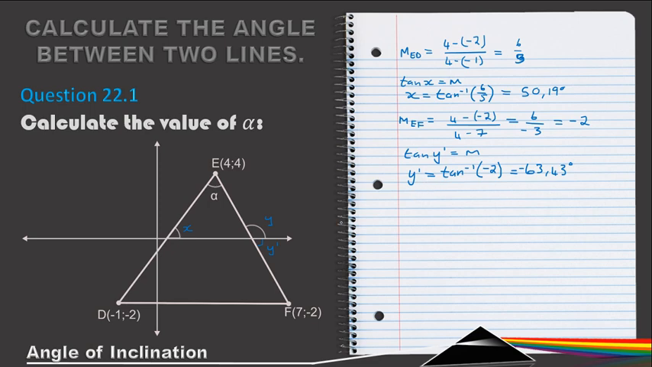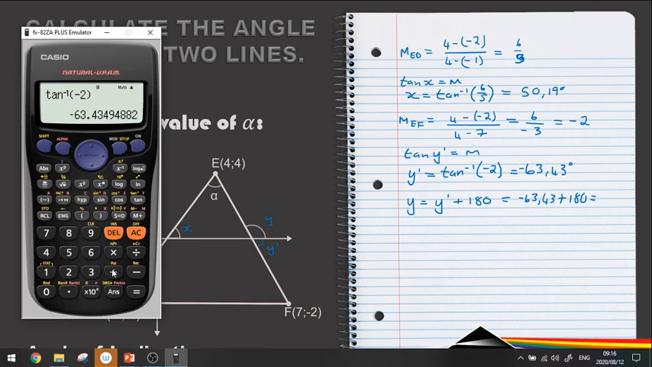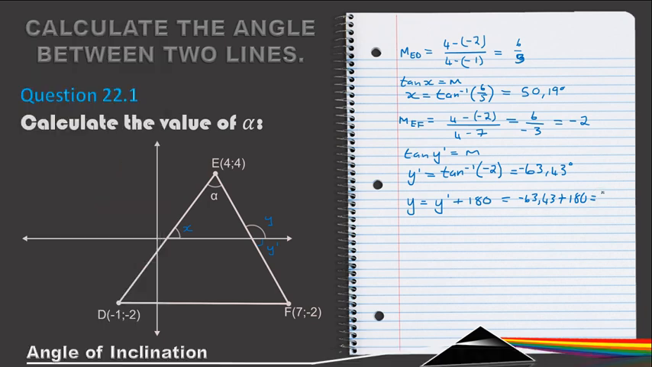And then to find y, y will be equal to my y1 plus 180. So this is equal to negative 63.43 plus 180, which is then equal to, so if I just say plus 180 on my calculator, I get 116.57.